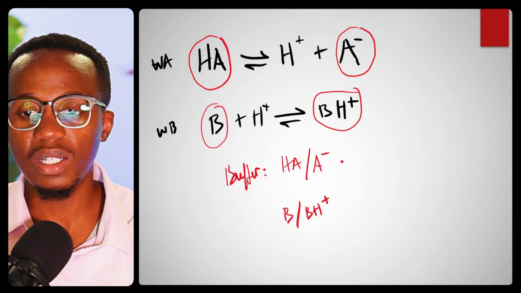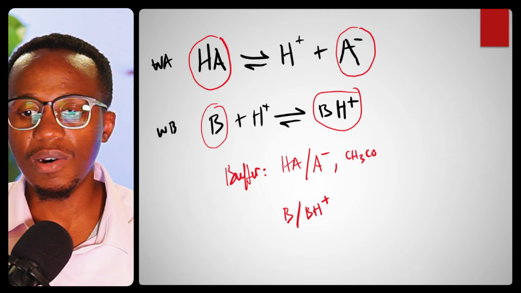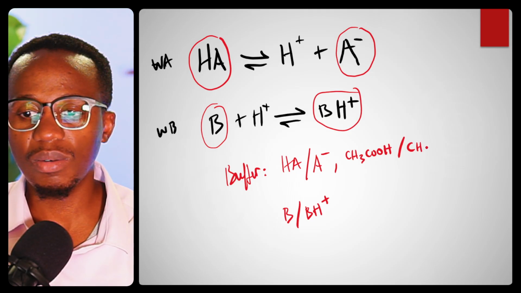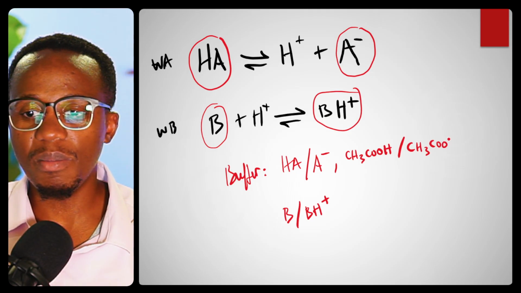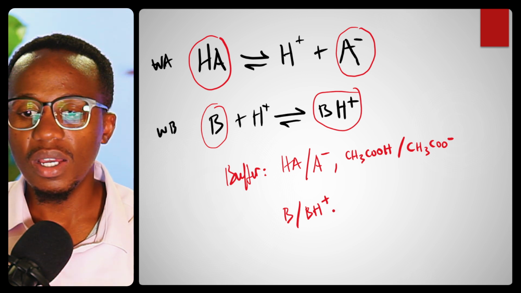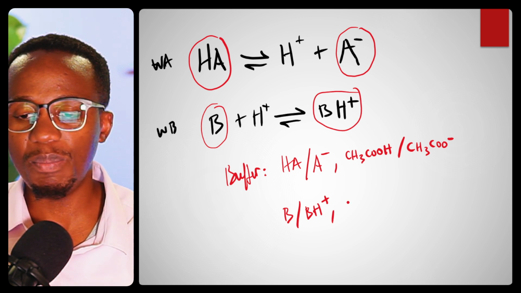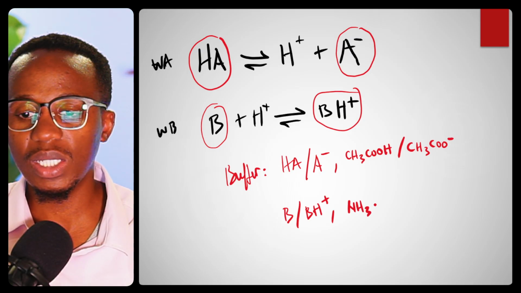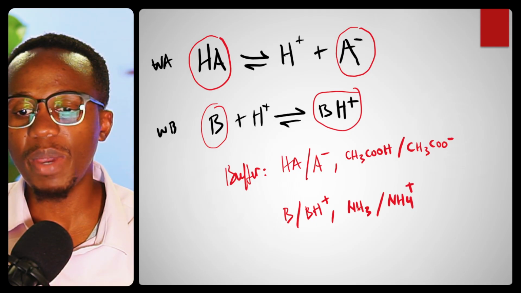Very, very important. So an example is CH3COOH, a weak acid, and then CH3COO minus is its conjugate. This is an example of a buffer pair. An example of a base buffer pair is NH3. If you remember, NH3 is a weak base, and then NH4 plus is its conjugate acid, right?